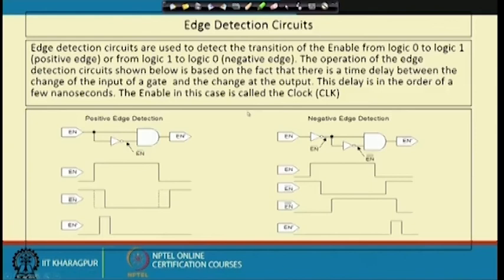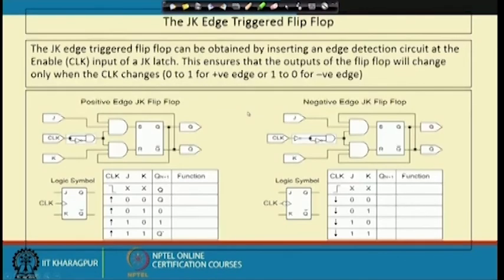We will next look into the edge triggered JK flip flop. As I said, edge triggering can be positive edge triggered or negative edge triggered. Now, this circuit is otherwise similar to whatever we have seen. Previously the name of this line was enable, now it has changed to clock, otherwise the lines are the same. Previously this line was drawn directly and connected here. Now, we have put a small edge detection circuitry before this.